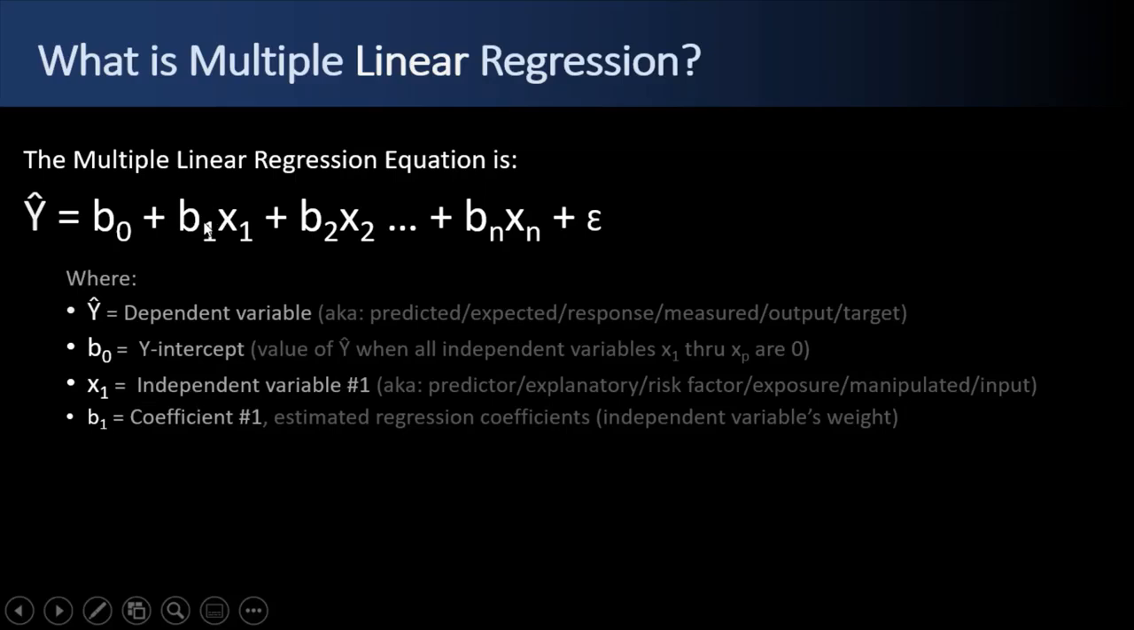B1 is a coefficient number 1 for the independent variable number 1, and it's the estimated, basically it's the weighting of the independent variable. So some independent variables are weighted higher than others, and this coefficient here will tell us how much more important one is than the other.